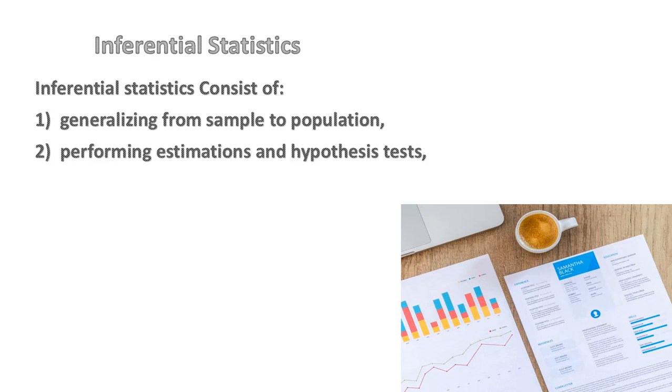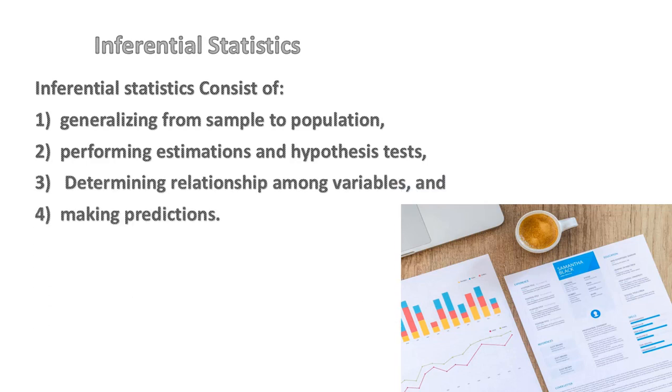In upcoming lessons, we will discuss what a sample is and what populations are, and basically we will discuss key concepts and key terminologies in statistics. 2. Performing estimations and hypothesis tests. 3. Determining relationships among variables, and 4. Making predictions. So inferential statistics is all about generalizing from a sample to a population, performing estimations, determining relationships among the variables whenever we are conducting research, and making forecasts and predictions.